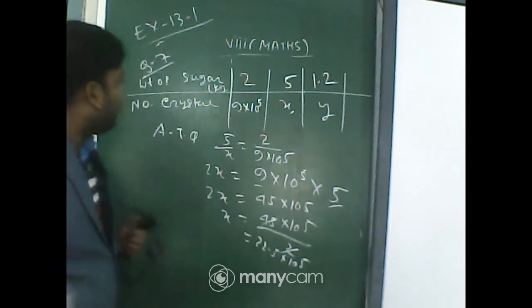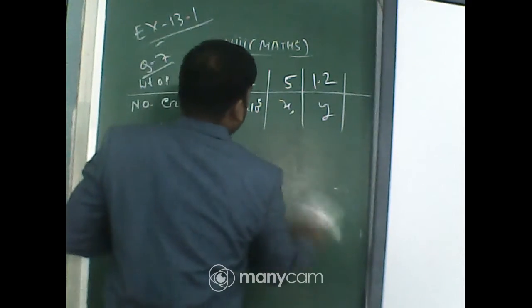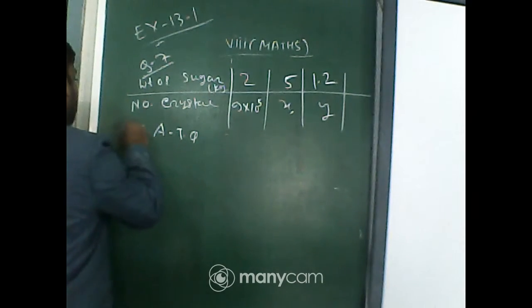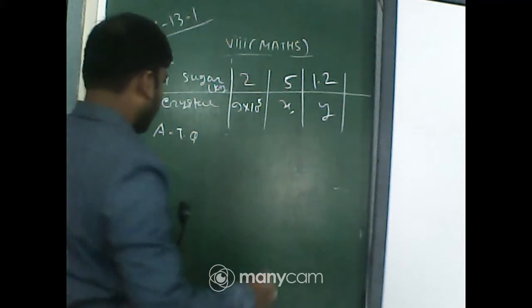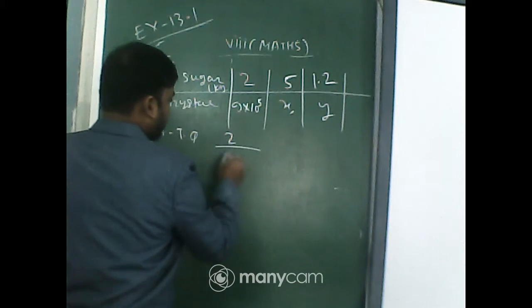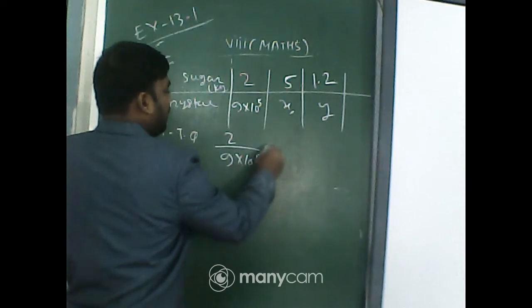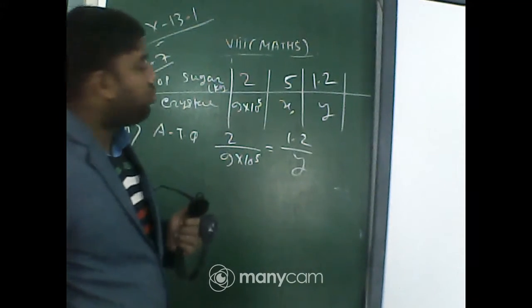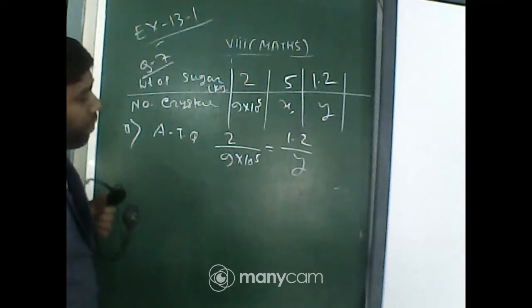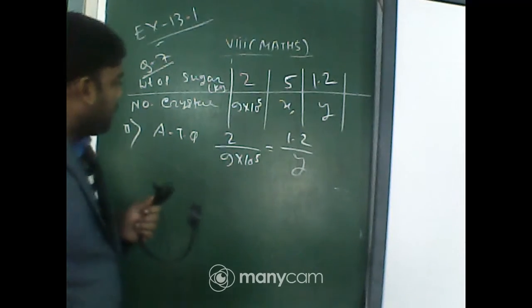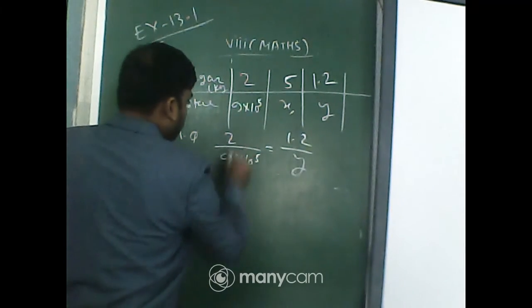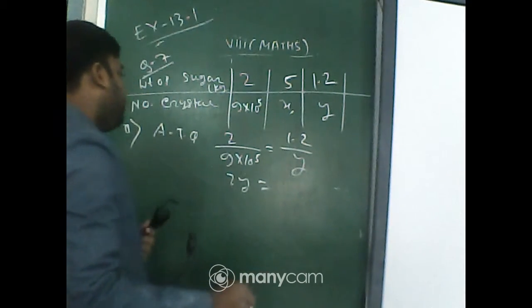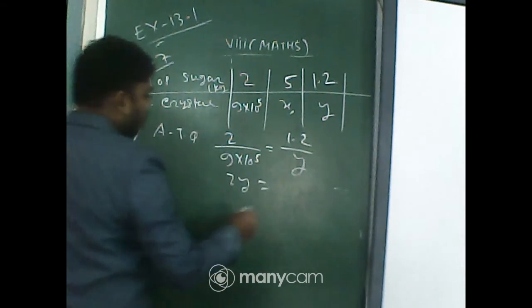Okay, that is the number of crystals present in 5 kg of sugar. Next part, that is when the weight of sugar is 1.2 kg, part 2 of that question. That is 2 by 9 into 10 to the power 5 equals 1.2 by y. Why can I write it? Because the weight of sugar and the number of crystals are in direct proportion.